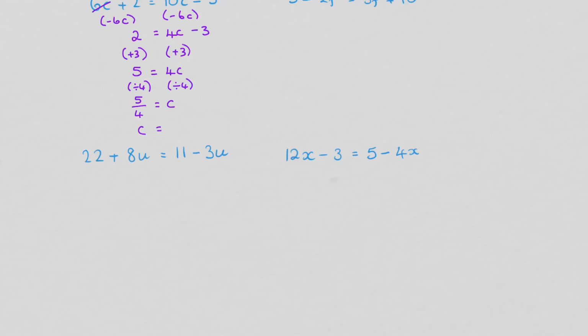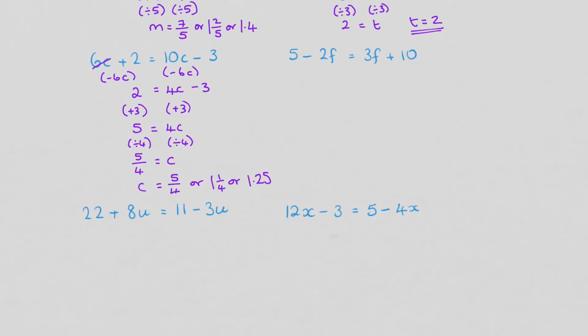So c equals, this is another one where we can write it in different ways. 5/4 is absolutely fine. 1¼ is absolutely fine. And 1.25 is absolutely fine. Okay, because 1.25 is the exact decimal.